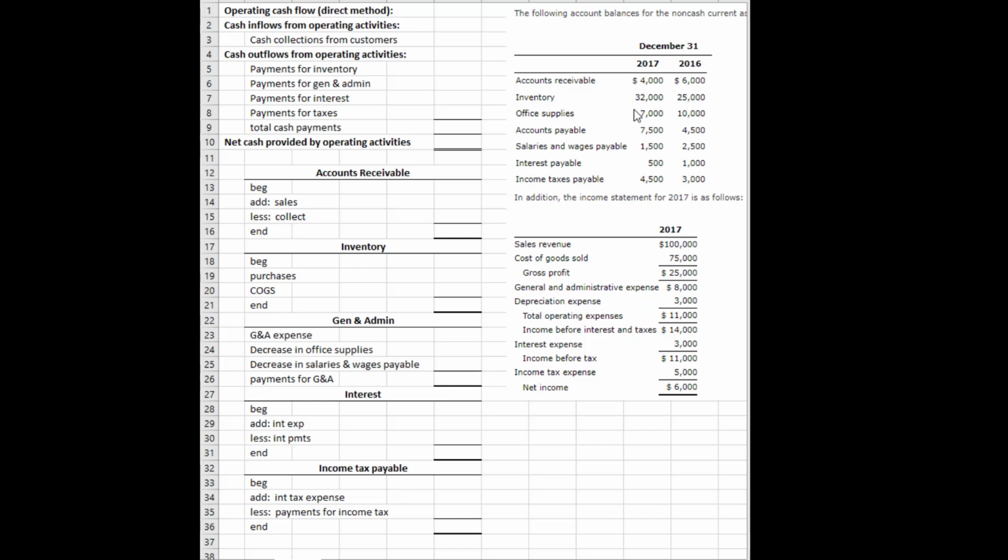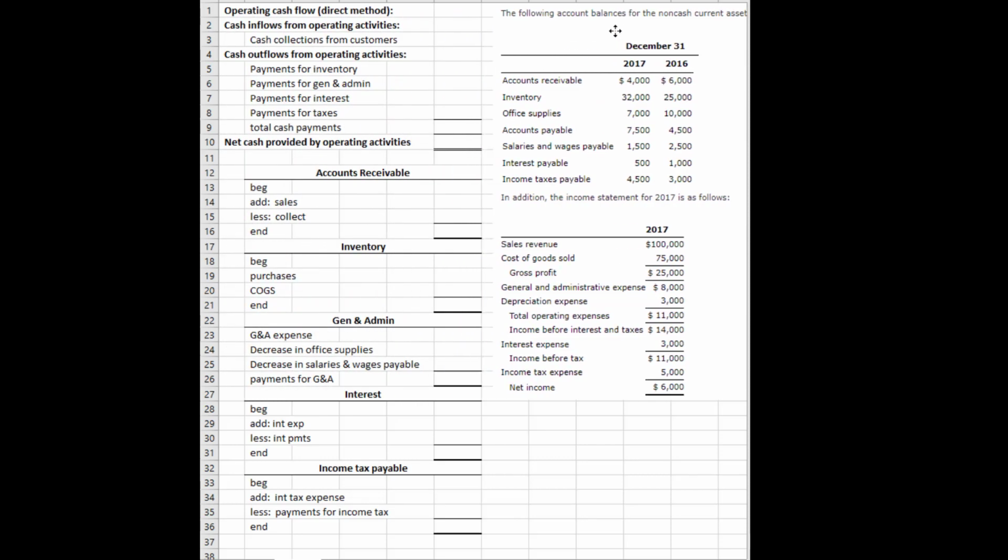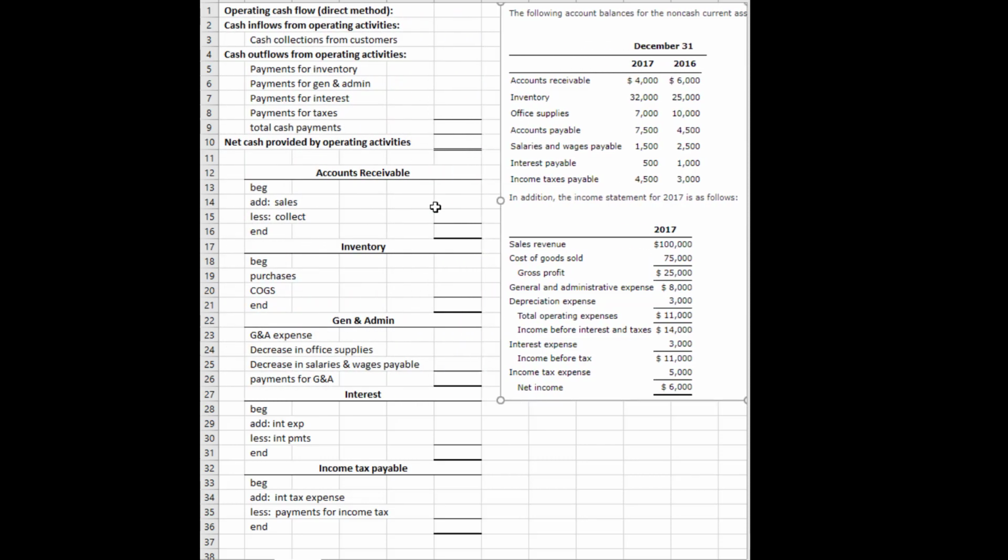So let's create a cash flow statement on a direct method. This is Labrador Company. I'm just going to push this data off to the side so we can see the grid that we have set up here that will give us our guide. And this grid, of course, just comes out of your conceptual knowledge of the types of line items that occur in a cash flow statement and the various accounts that can help us to get there. So let's walk through it and see how it goes.